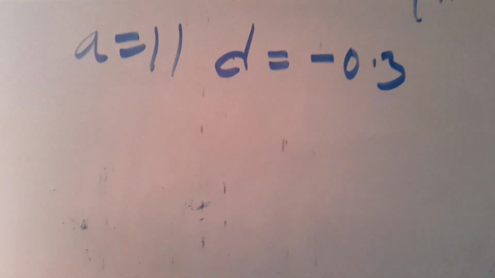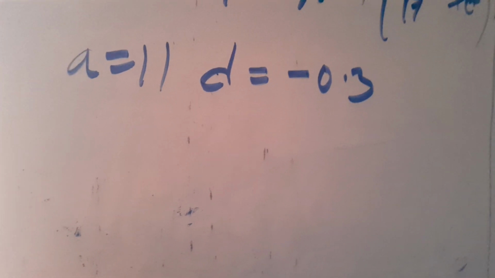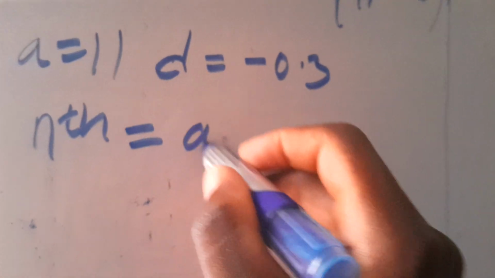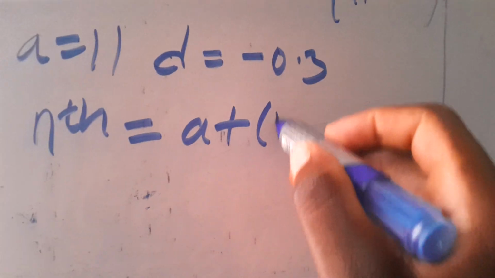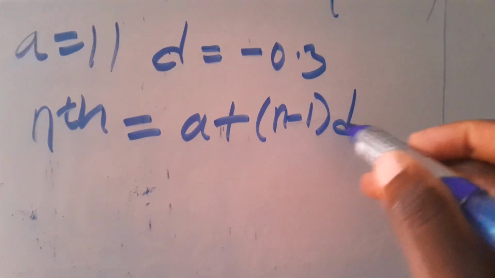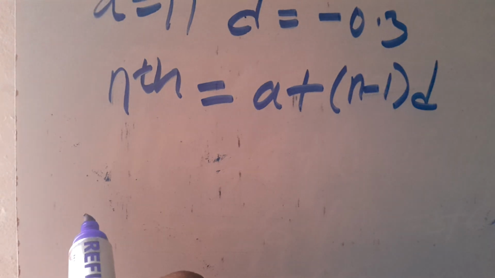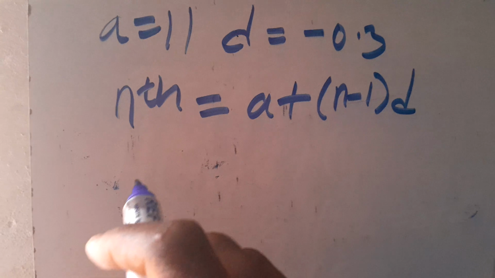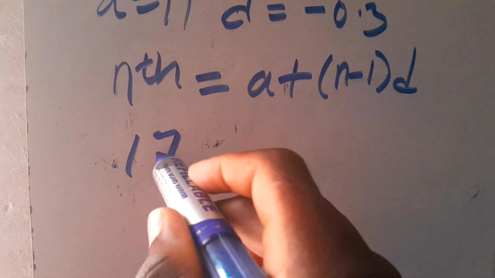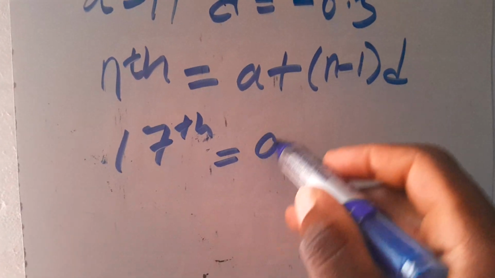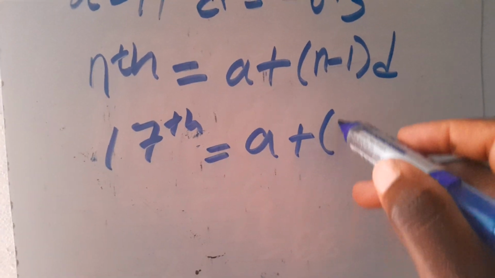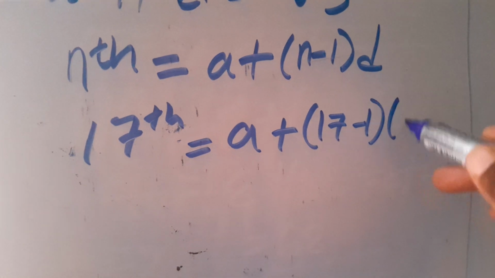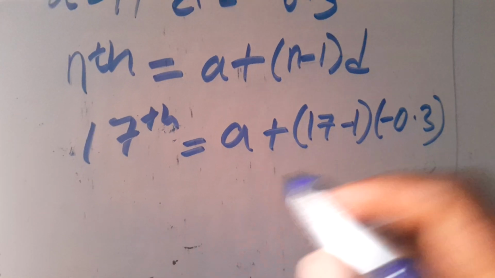We want to find the nth term. The nth term in our case is the 17th term. What is the formula for finding the nth term? It is A, the first term, plus n minus 1 times D. We substitute the values for A, D, and n in our formula. We want the 17th term. The 17th term is A plus 17 minus 1 times D. Our D is negative 0.3.